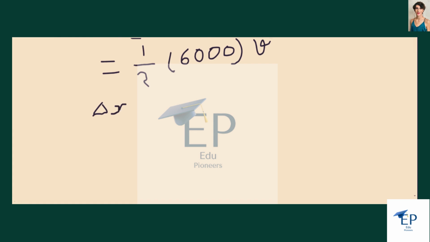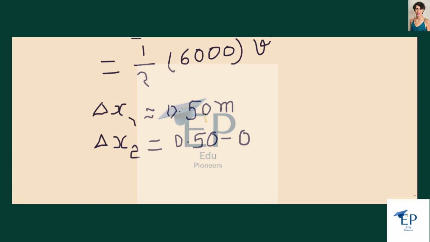Now delta x1 is equal to 0.50 meter, and delta x2 is equal to 0.50 minus 0.30 meter. So we will have 0.20 as delta x2.